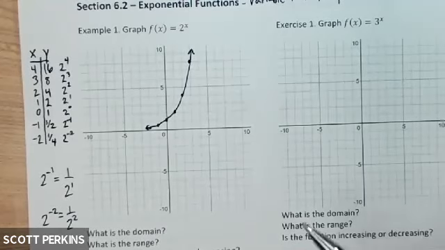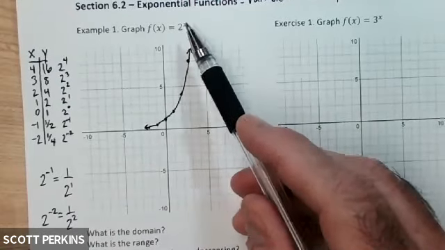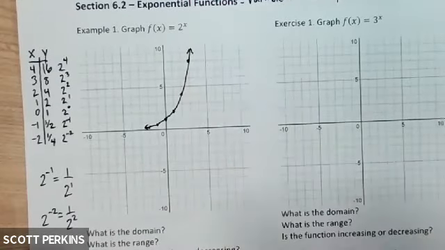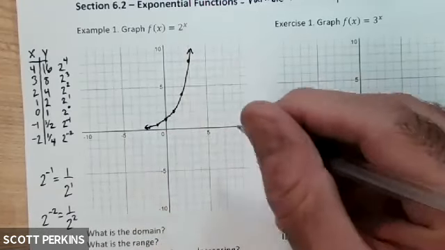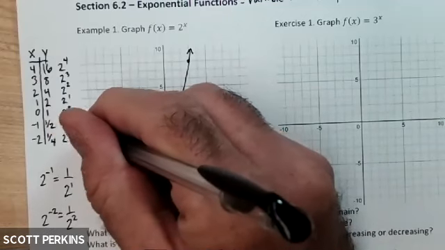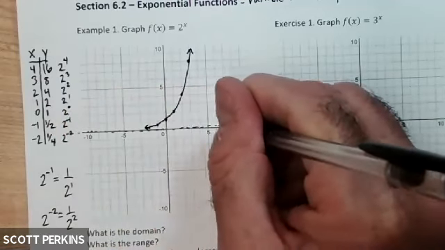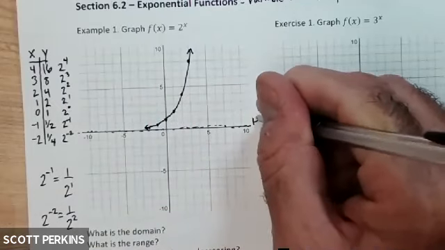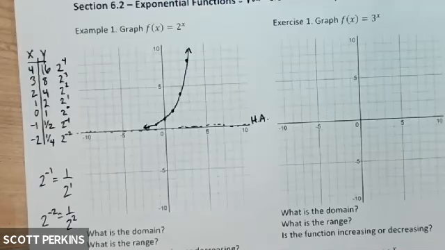One thing to notice here is that since my base is 2, 2 to any power is going to have a value. I'm never going to get 0. I'm never going to get anything negative. So what we have, the x-axis functions as a horizontal asymptote. Okay, so I'm just going to make a light dotted line here, and I'm going to put the initials horizontal asymptote. The graph never goes through the x-axis.